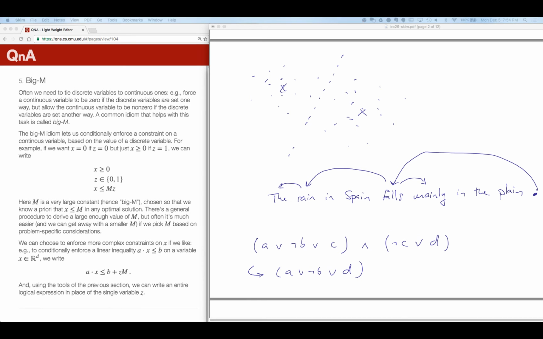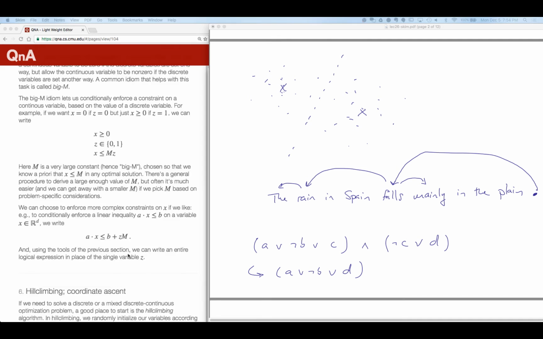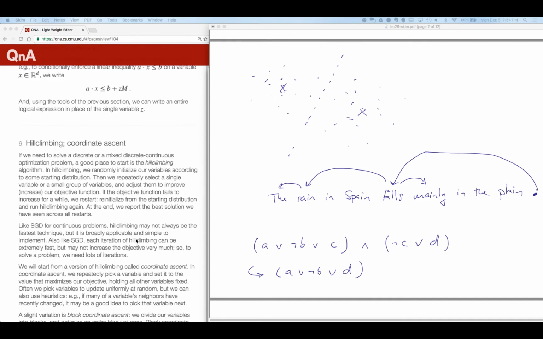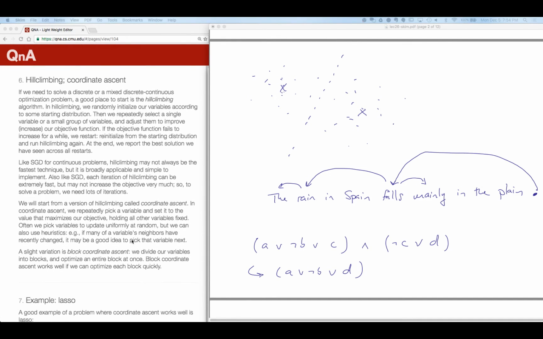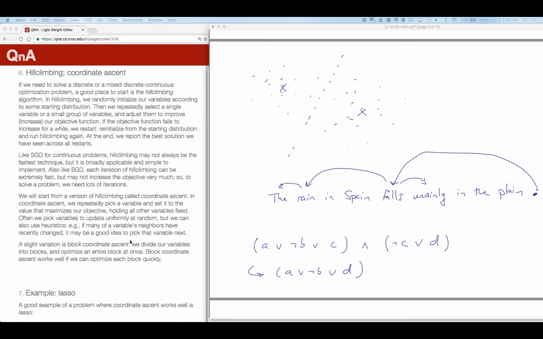All right. So we just finished big M. And now let's start talking about solution algorithms. If we need to solve a discrete or mixed discrete continuous optimization problem, hill climbing is maybe the jackknife of the algorithms. It's widely applicable. It's easy to use. It may not ever be the best tool, but it's often a pretty darn good one.